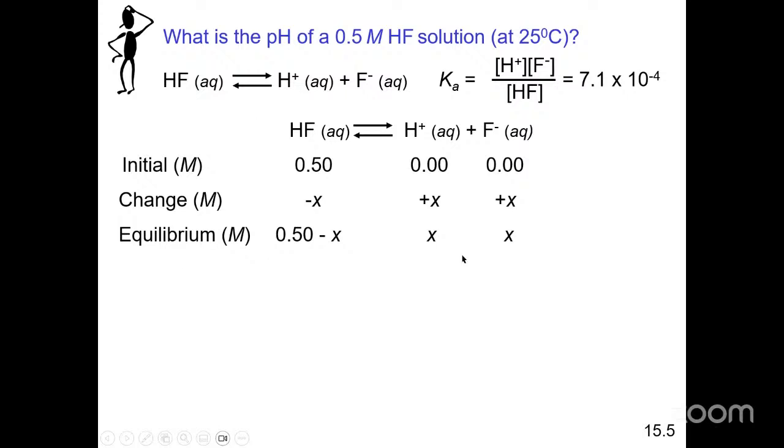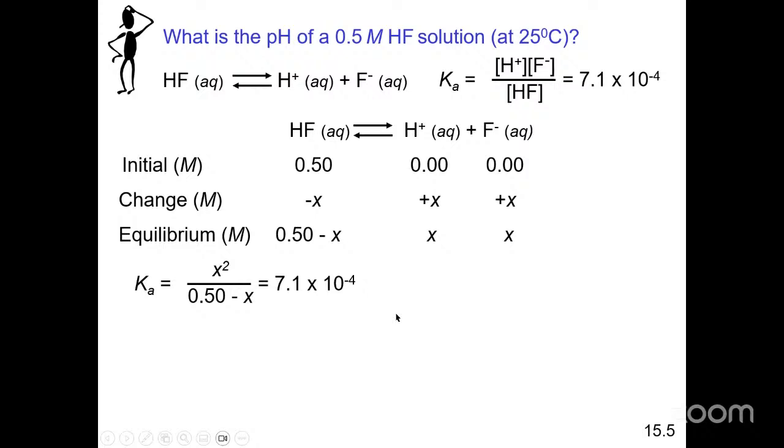we can plug each of these terms into this equation here, right? So when we do that, we're going to end up with this here, because X is the concentration of H plus, X is the concentration of F minus, so X times X will give you X squared. And then down here, you're going to have the 0.50 minus X, and you're going to set that equal to 7.1 times 10 to the minus 4. Now from here, it's all algebra, right? Because basically you're asked to solve for X.